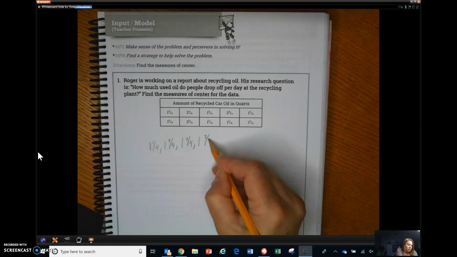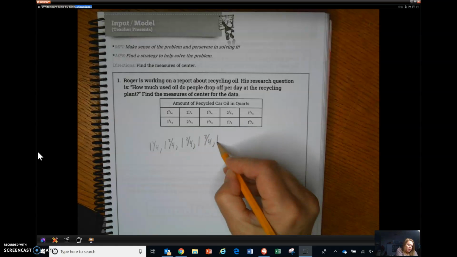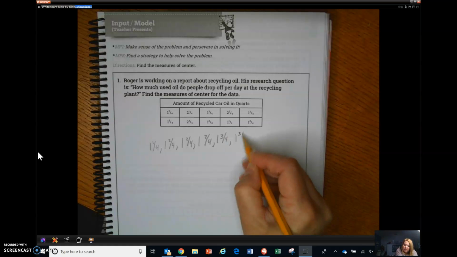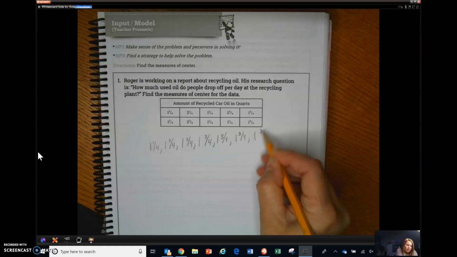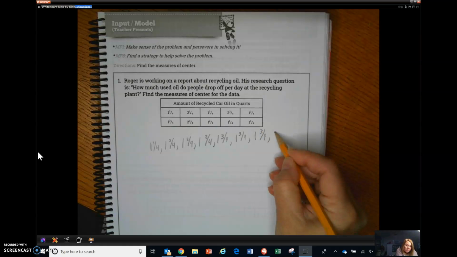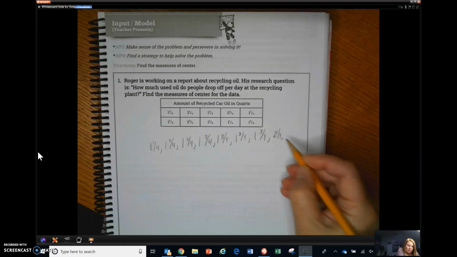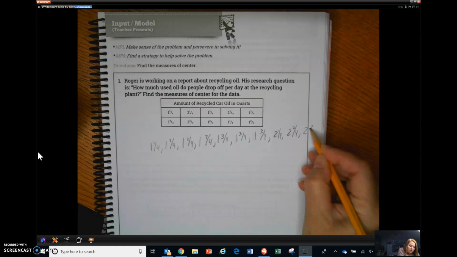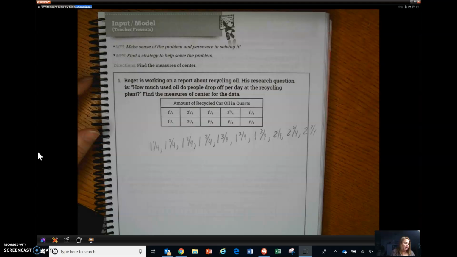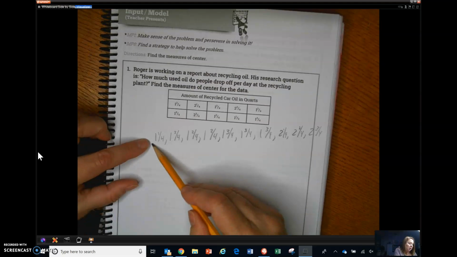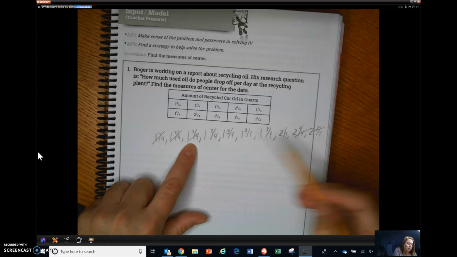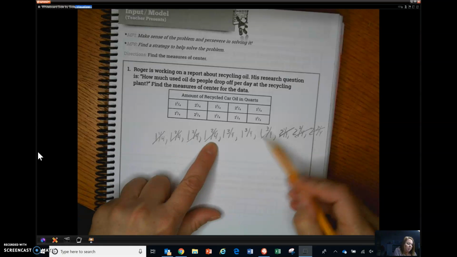1 and 2/4, 1 and 3/4, 1 and 3/4, 1 and 3/4, 2 and 1/4, 2 and 2/4, and 2 and 3/4. Same exact thing. We're going to cross off the smaller one and the bigger number: small number, big number, small number, big number, small number, big number.